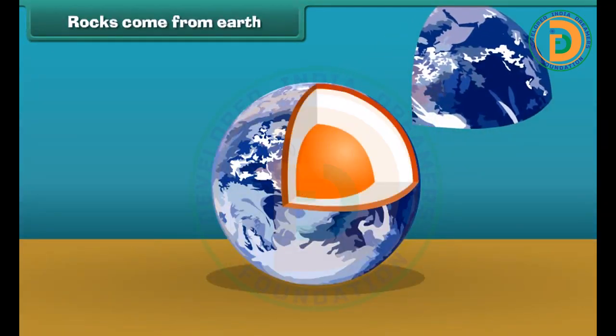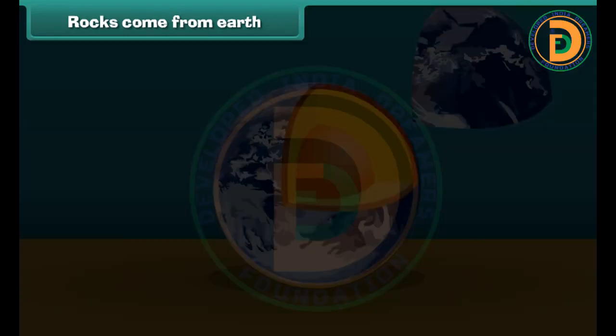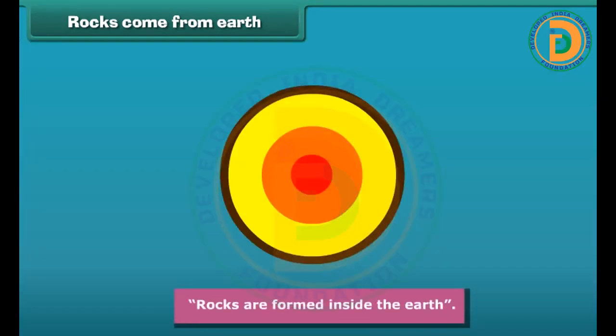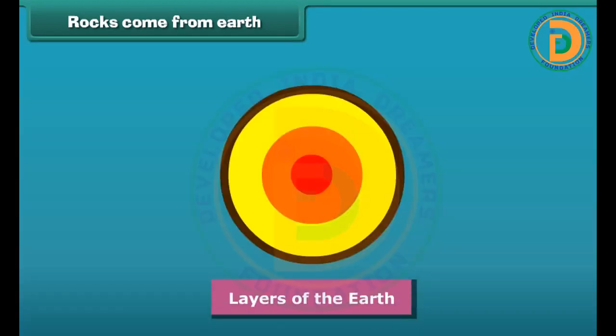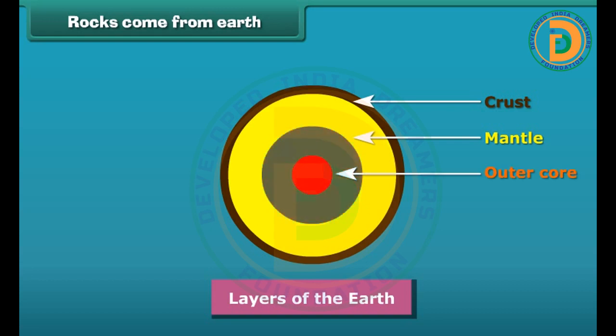All rocks come from earth, and all three layers of the earth are made up of rocks. So we can say that rocks are formed inside the earth. The outermost layer of the earth is called the crust, which is formed by solid rocks and soil. The middle and innermost layers are known as the mantle and the core respectively. The mantle and outer core are very hot due to high temperature, so rocks are found beneath in melted form. In the inner core, rocks are solid due to high pressure.